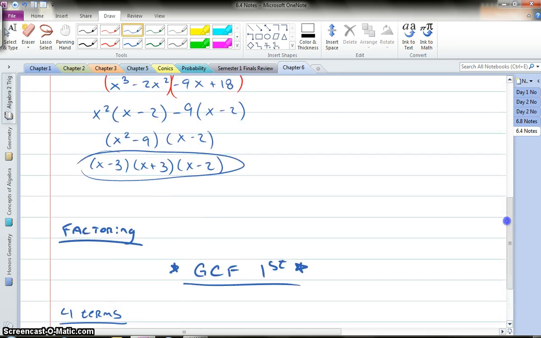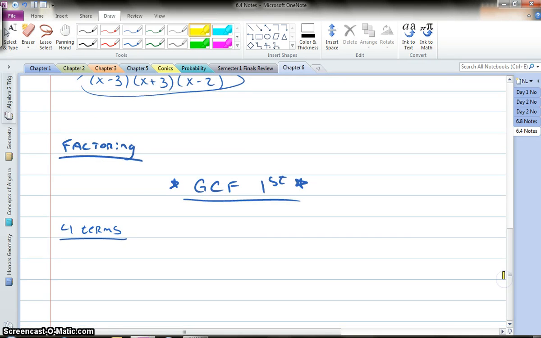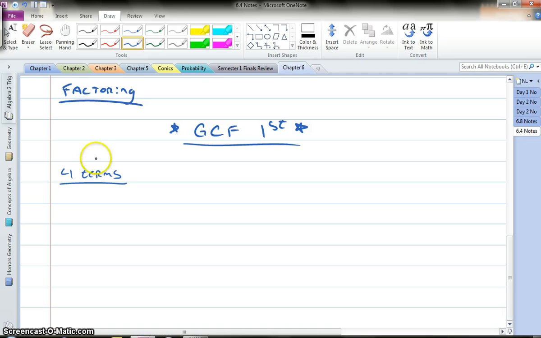just like the one we just did, 1, 2, 3, 4 terms. 4 things being added or subtracted within a whole polynomial. Whenever we have 4 terms, we're going to look at grouping. Factoring by grouping.